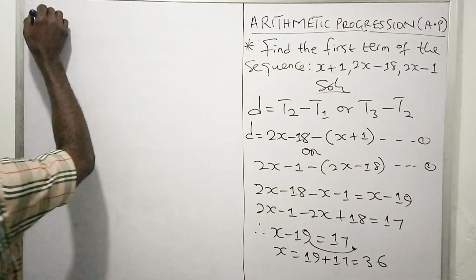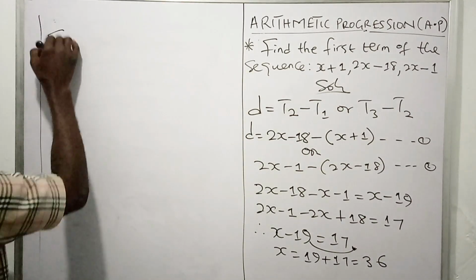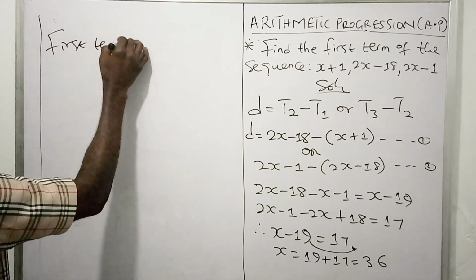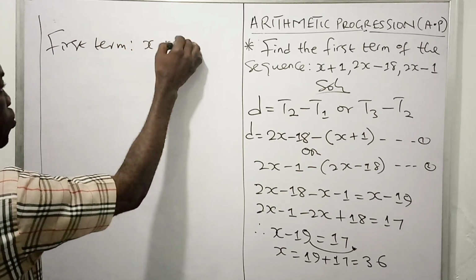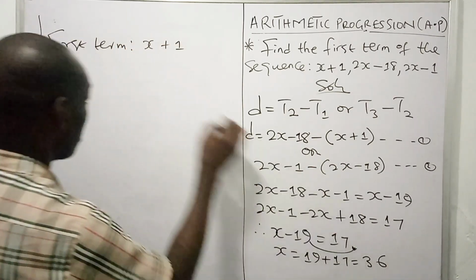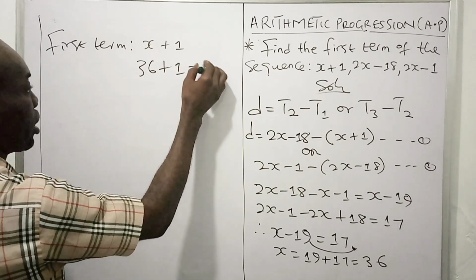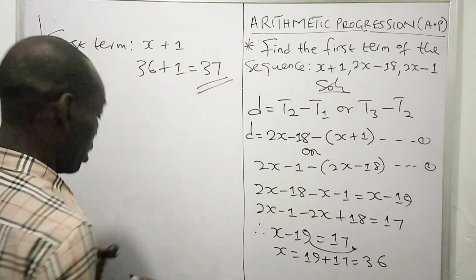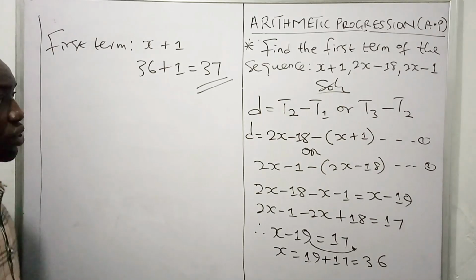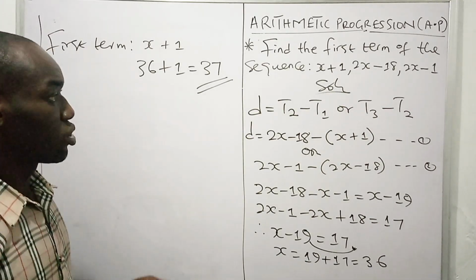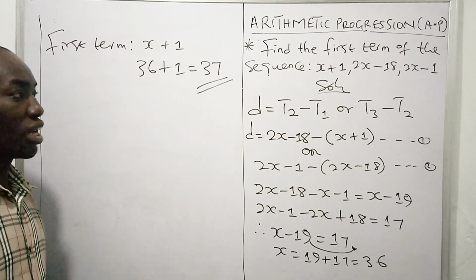But remember, we're asked to find the first term. Our first term there is x plus 1. Now we have the value of x as 36. Therefore, our first term becomes 36 plus 1, and that gives us 37. And that's the first term for that particular sequence. So this will be the end of our class for today.